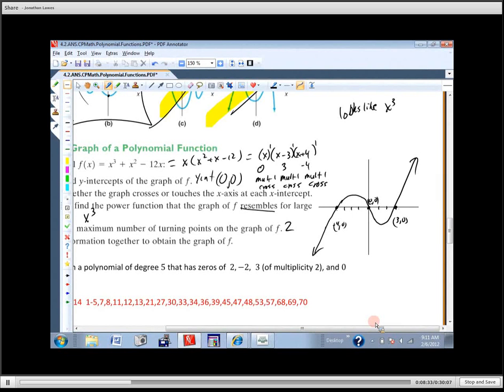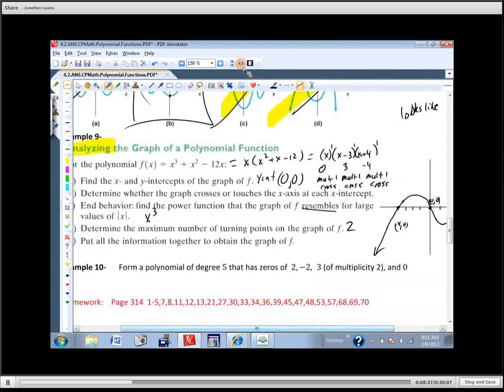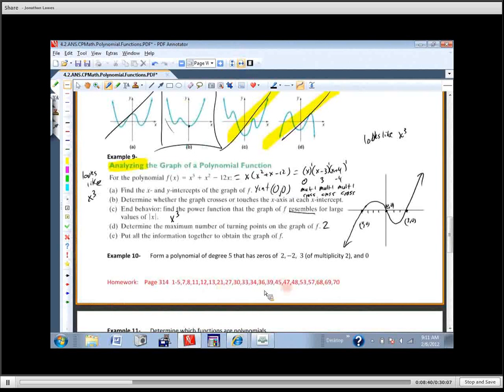Okay, I pointed out what the assignment was last time. So here's the assignment. So hopefully you've taken a look at those. Okay. Then the next one says form a polynomial of degree 5 that has zeros 2, negative 2, and 3 of multiplicity 2 and 0.